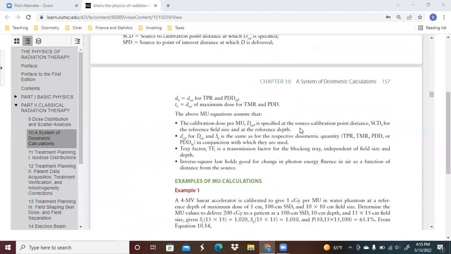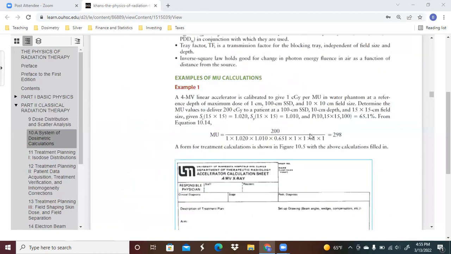So let's go through a few examples here and try to see exactly how these things work. Example one: we've got a 4 megavolt linear accelerator, and it's calibrated to give 1 centigray per MU in a water phantom at a reference depth of maximum dose of 1 cm, 100 cm SSD, and a 10 by 10 field size.